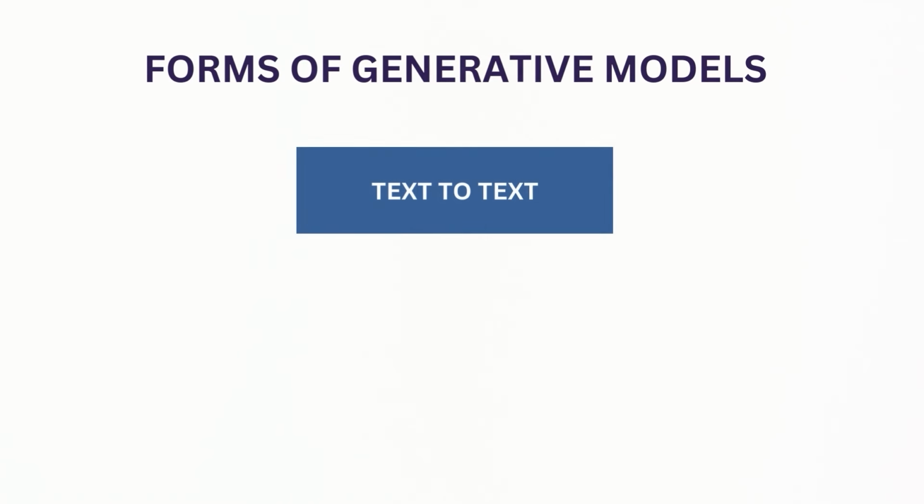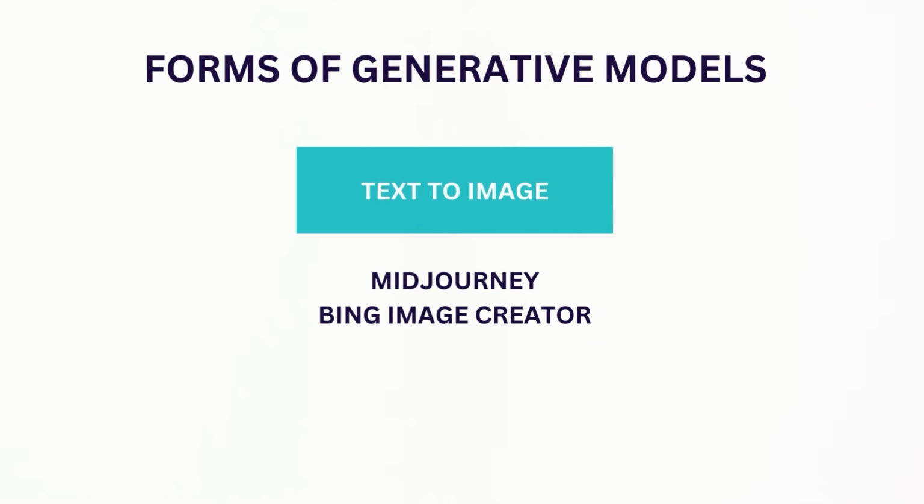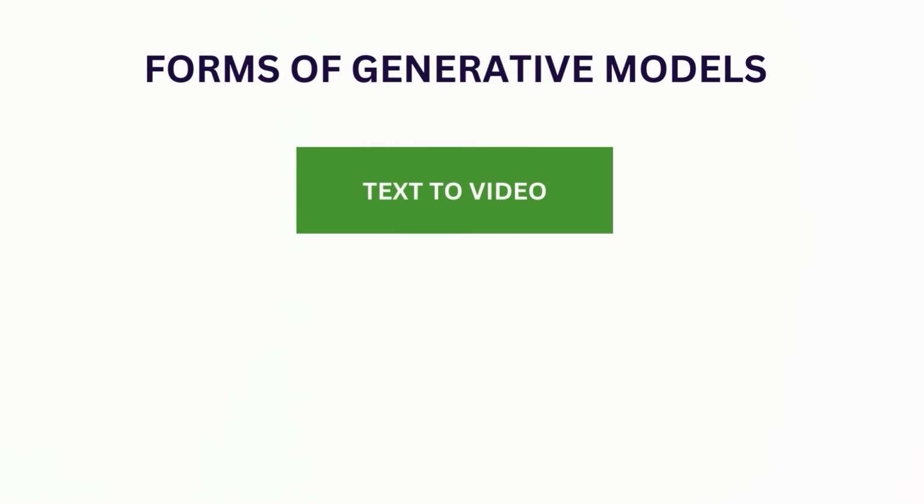So this gives us our various forms of generative models. We have text-to-text, which is ChatGPT, Claude, Grok, or Meta AI. Text-to-image, which is like MidJourney, Bing Image Creator, etc. Text-to-video, like Veo 3, Sora, or Kling. Text-to-music, like Suno or Udio.